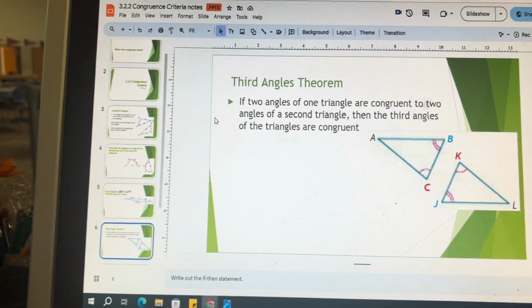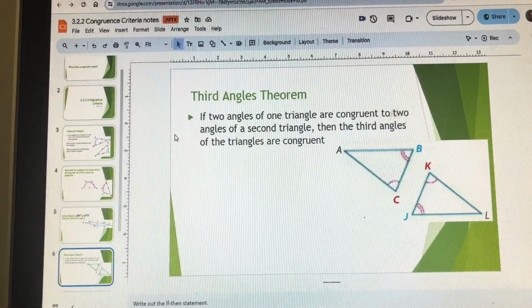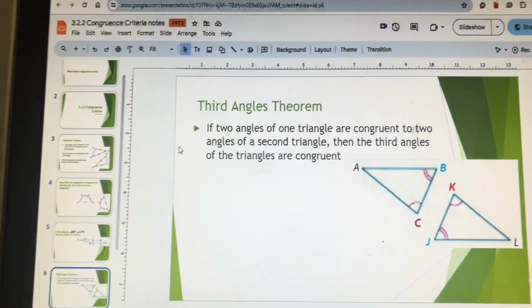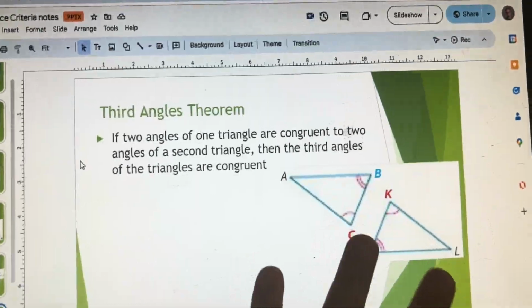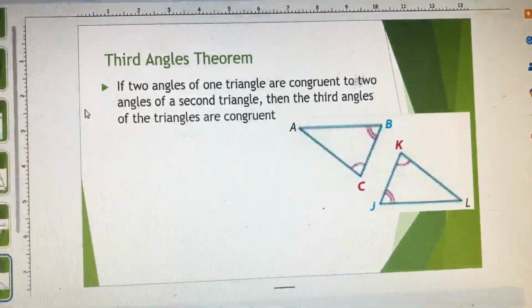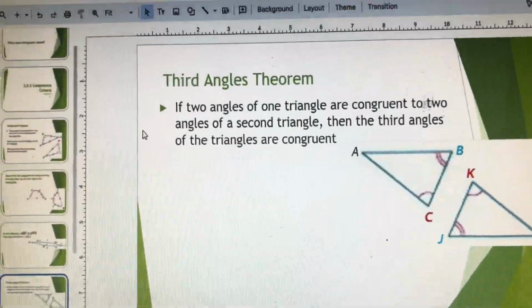On the next one here, the third angle theorem, kind of important here. If two angles of a triangle are congruent to two angles of the second triangle, then the third angles of the triangles are congruent. This is just a math thing. All three angles have to add up to 180. So if we have two of them that are the same, mathematically, the third one can't be anything but the same. It has to work.